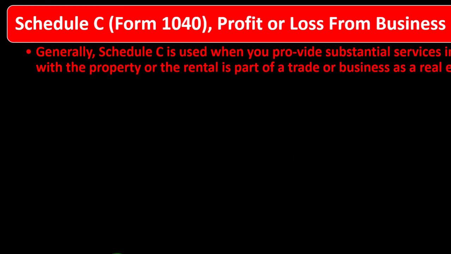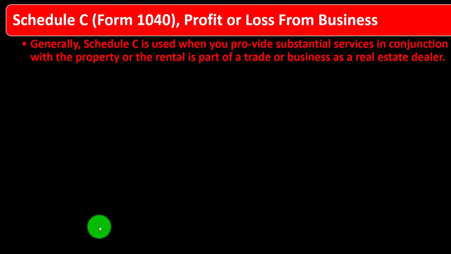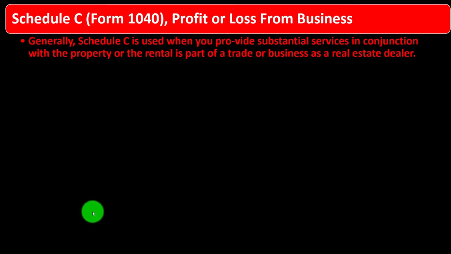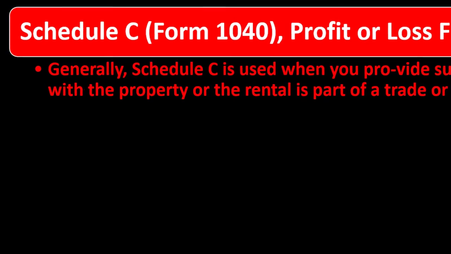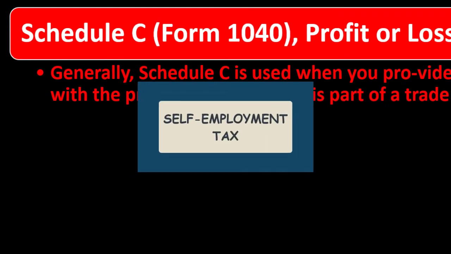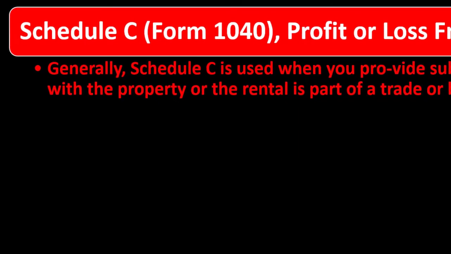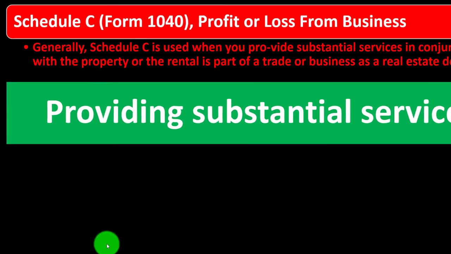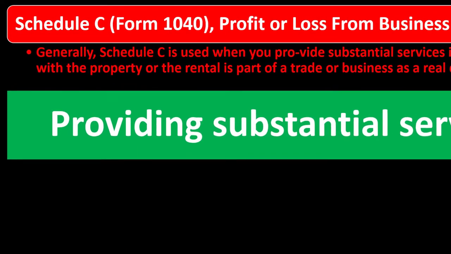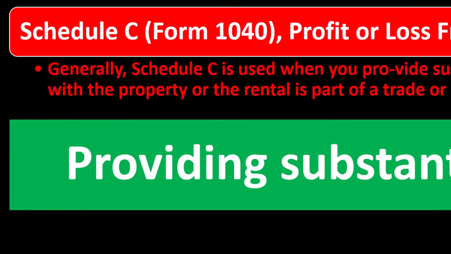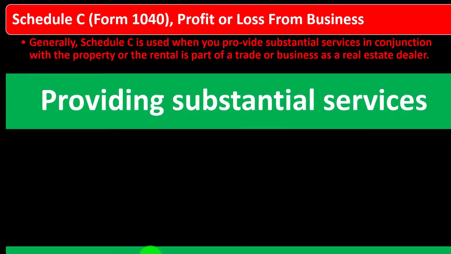So generally the Schedule C is used when you provide substantial services in conjunction with the rental, as part of a trade or business as a real estate dealer. So now you're moving over to a Schedule C situation. Again, that means you're going to have to deal with self-employment tax. Most likely you've got that business deduction involved and so on, but you might not have as stringent situations with regards to the loss limitations or the passive activity rules, because you're active in the Schedule C, more specifically, you would think, is the general assumption.